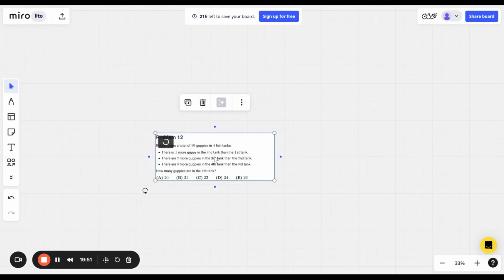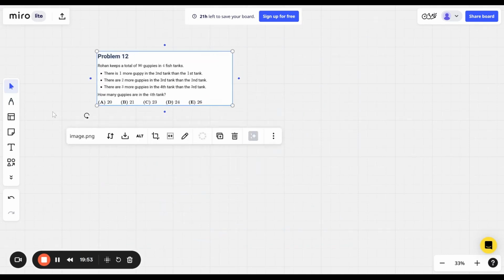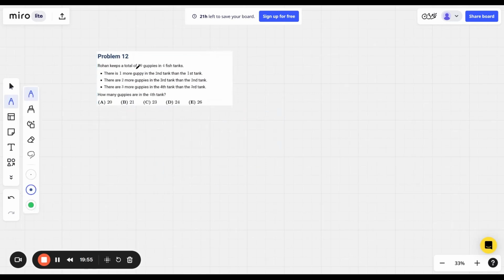Problem 12. Rohan keeps a total of 90 copies in 4 fish tanks. There's one more copy in the second tank than the first tank. There are 2 more copies in the third tank than the second tank. There are 3 more copies in the fourth tank than the third tank.